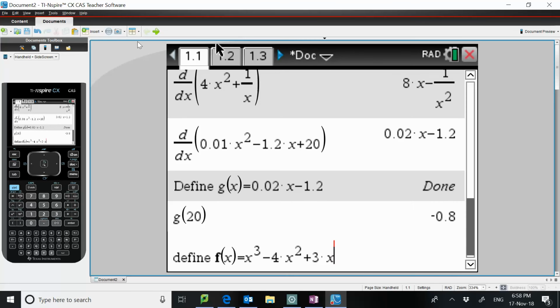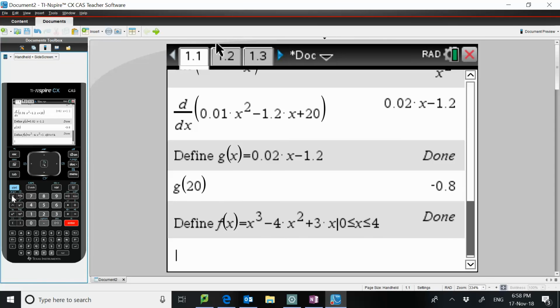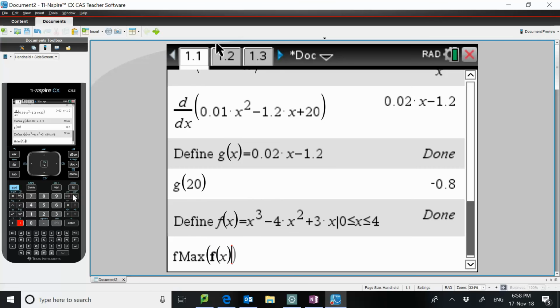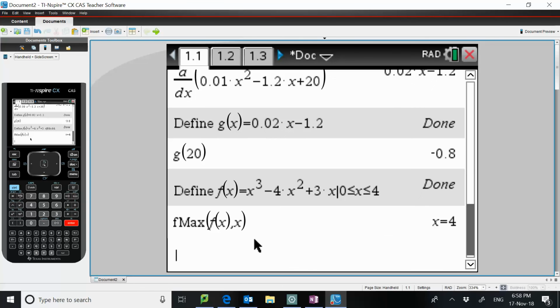Is that right? I'm going to do control, given that it is between 0 to 4. So that's my function, and then you go back to fmax, catalog, fmax, type in f of x because you defined it, and the variable is x. What's going on? I pressed something. Let's do it again. x. Okay, and then it will tell you x equals 4. So when x equals 4, you get your maximum value.